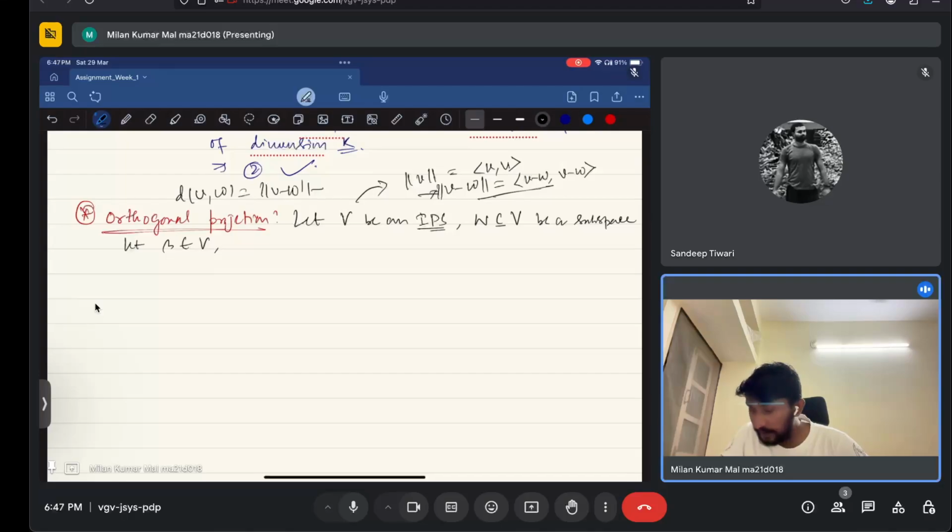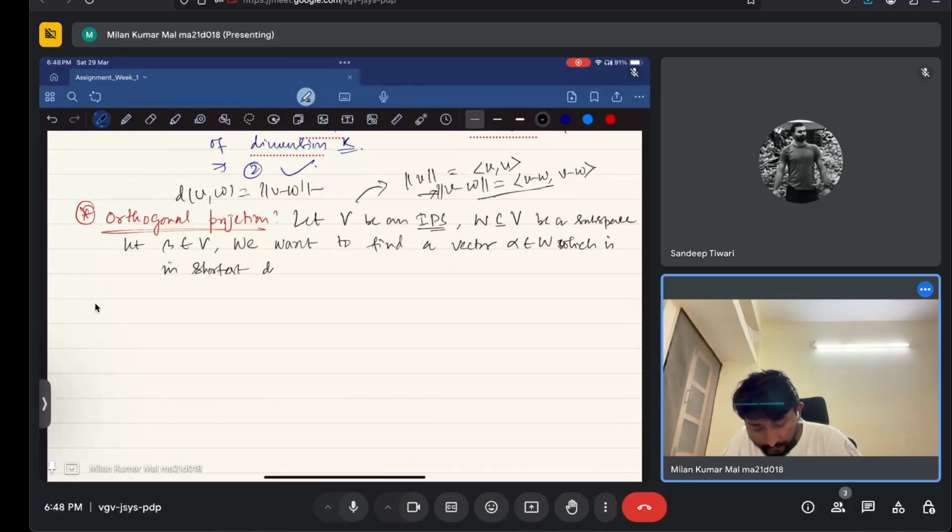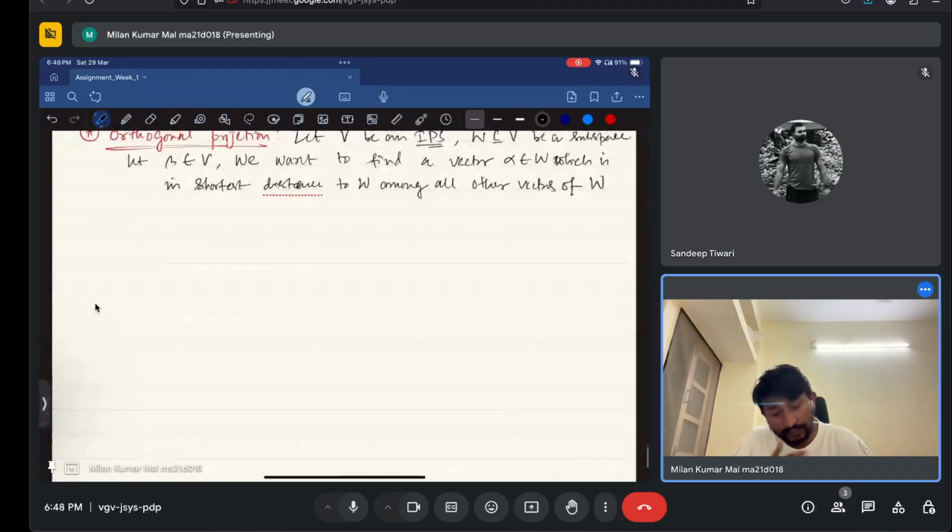So I just want to say there is a length concept. Let beta be a vector in V. The question is that we want to find a vector alpha in W which is at the shortest distance to beta among all other vectors of W. For example, let's consider R 2 by 2.